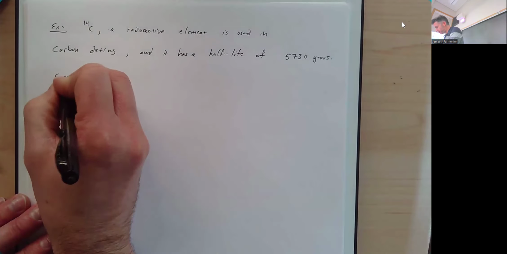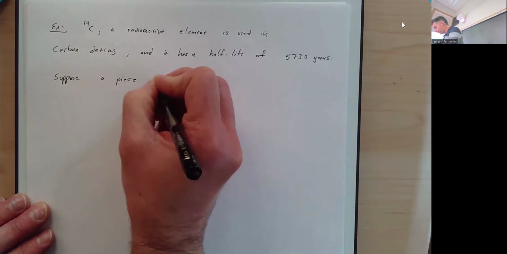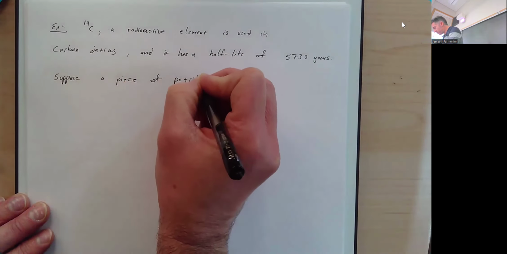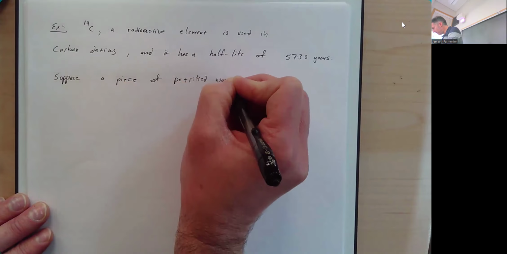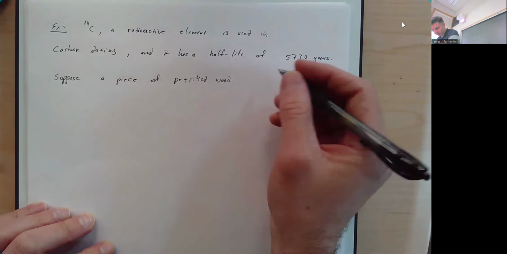Suppose a piece of petrified wood. Which, by the way, I remember it's really neat. If you ever checked it out, it's just cool. Like I remember we had a piece of it when I was a kid that was like this big. It was just a neat thing. I don't know. It was fun to hold and interact with.